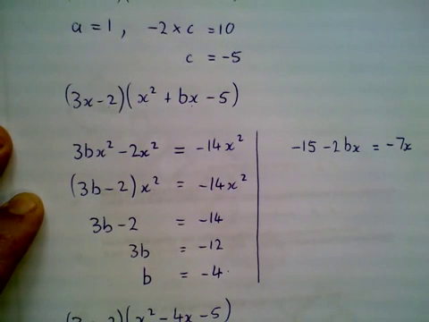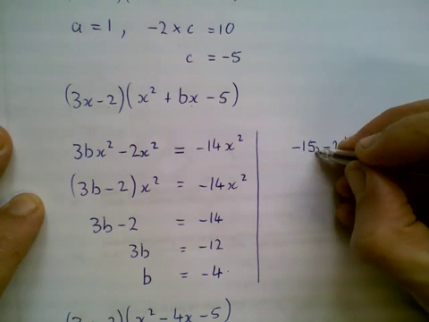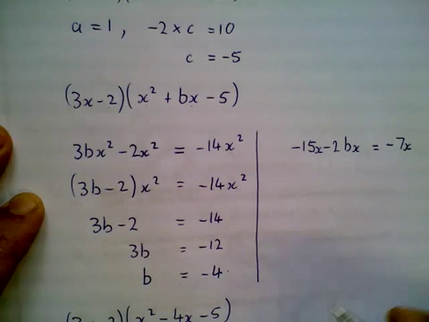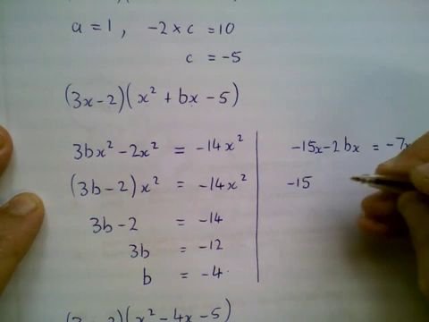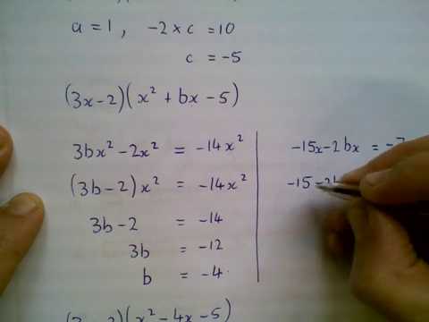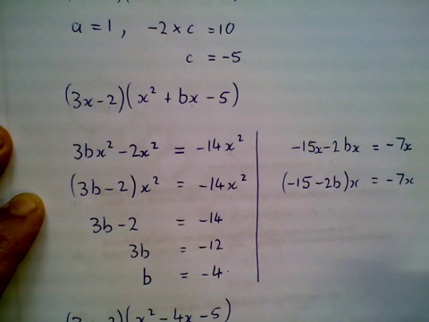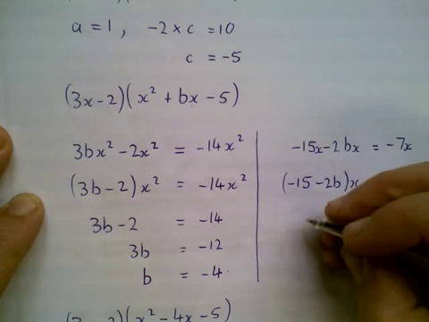So from there we can see, well, that should have been a negative 15x, excuse me, so the 3x times the negative 5 is negative 15x. We can then factorise out the x. We end up here with negative 15 take 2b multiplied by x is equal to negative 7x, and by inspecting coefficients, the negative 15 take 2b must be equal to negative 7.